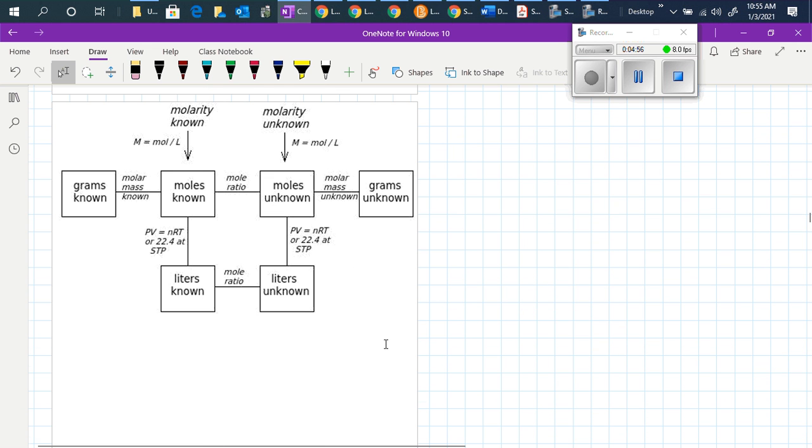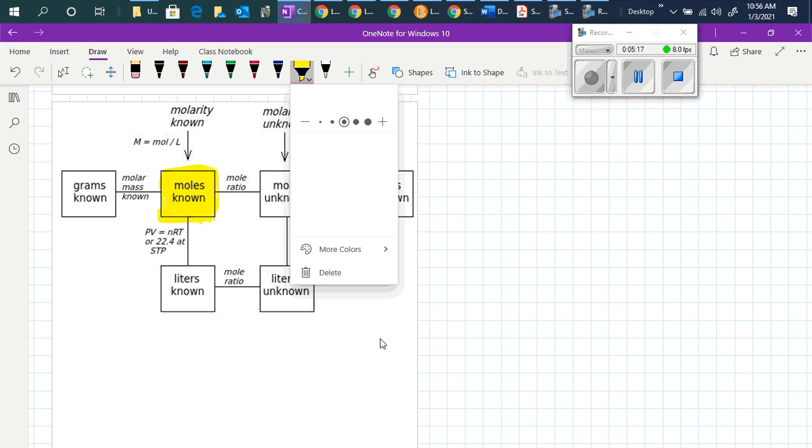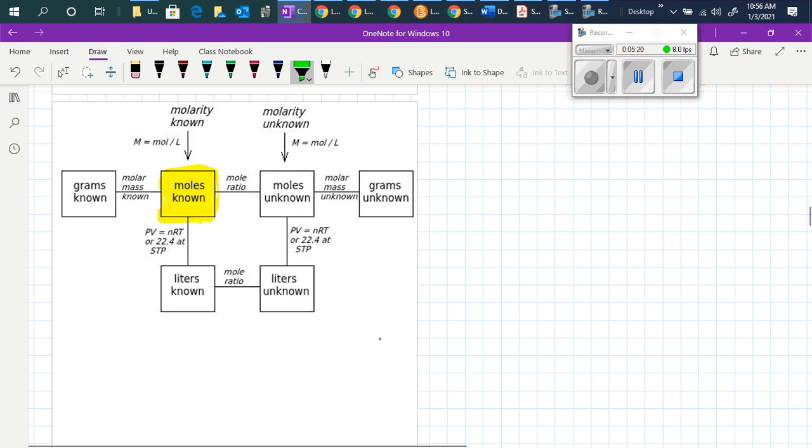Now, here is a nicer picture. So again, if they are giving you grams, because the whole point is to find the moles of known. If we know moles of known and we have a balanced chemical reaction, using molar ratio we will be able to move to moles of unknown, and then deal with whatever situation we have.